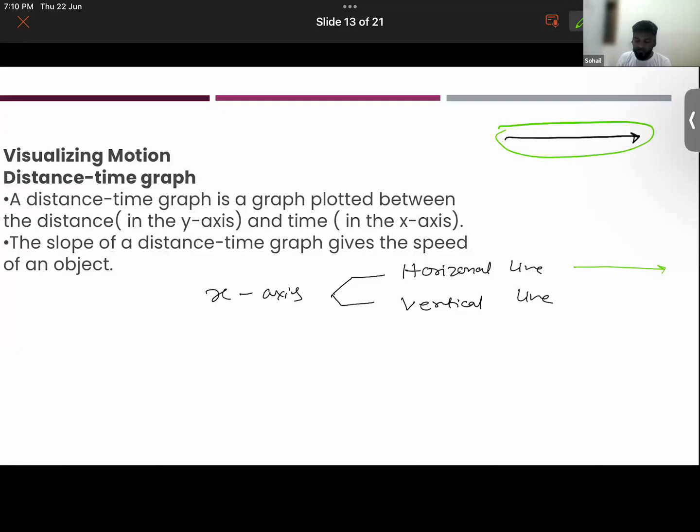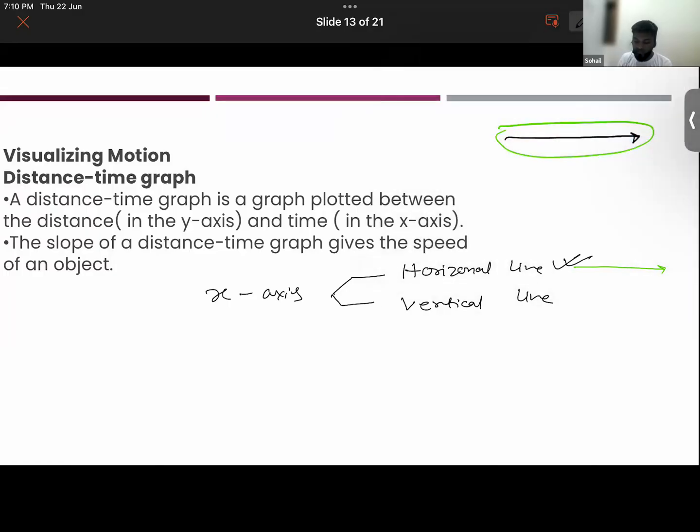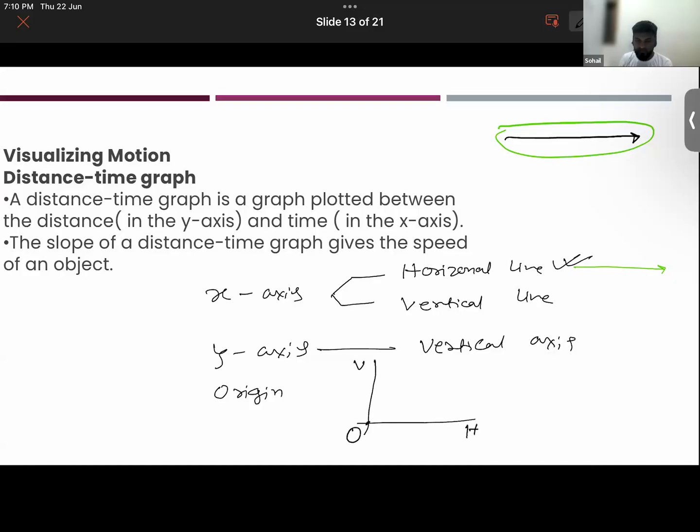And the vertical line, you will use it to represent which one? Y-axis. For the y-axis, we will be using the vertical axis. And where this horizontal and vertical lines meet, what do we call that? We call that the origin. This is where the vertical and horizontal axis meet. That is simply called origin.